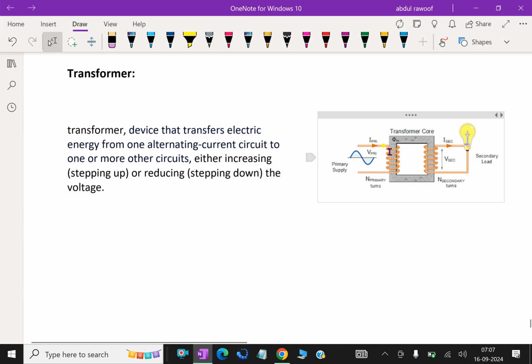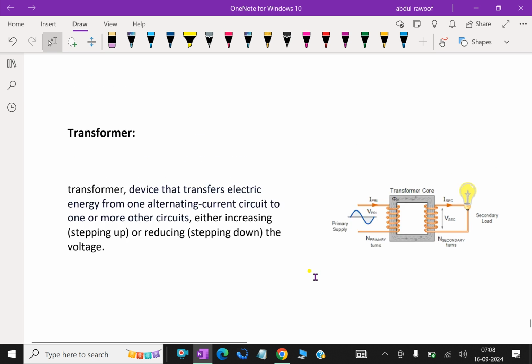And vice versa, that is, if the number of turns in the primary is lesser than the number of turns in the secondary, then it's called a step up transformer, and the voltage is increased in the secondary. Here, on this side, the secondary side, the voltage is increased.